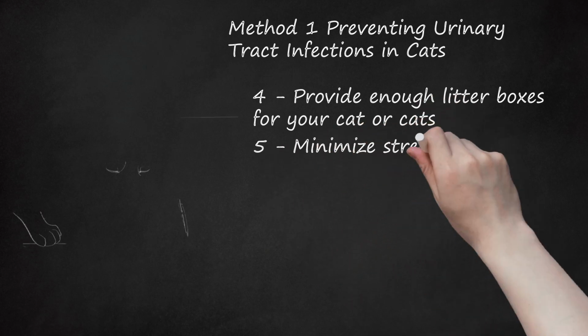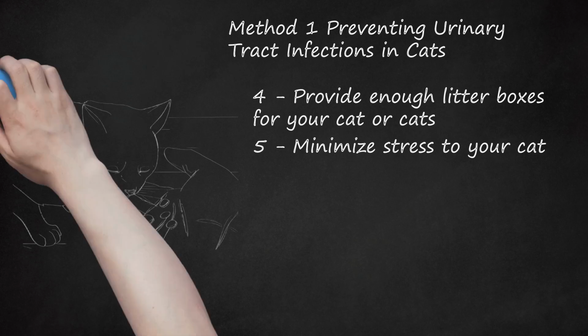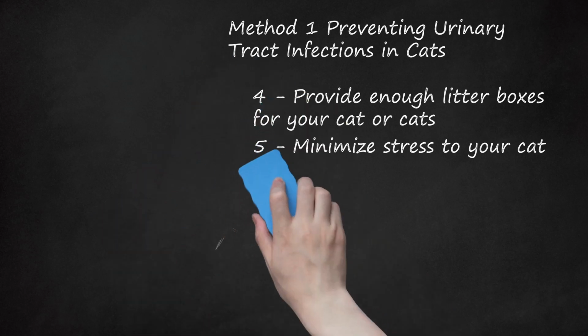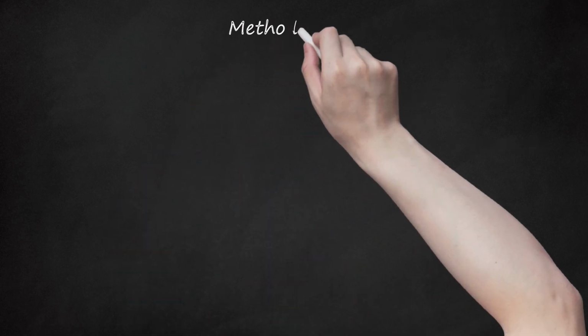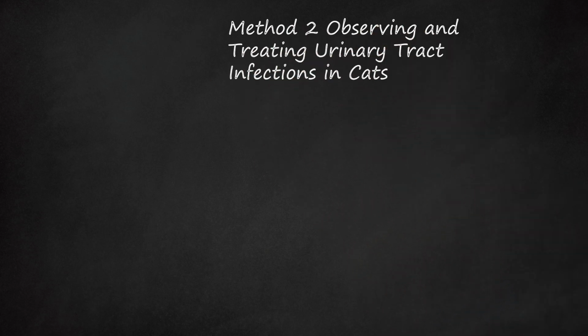5. Minimize stress to your cat. Some cats are just more nervous and worked up than other, more mellow cats. Anxiety does seem to play a part in urinary issues with cats, so try to keep changes in your cat's routine to a minimum. Try to feed her at the same time every day. Be aware that a change in the weather or a move to a new home could trigger a problem with a cat's urinary tract.